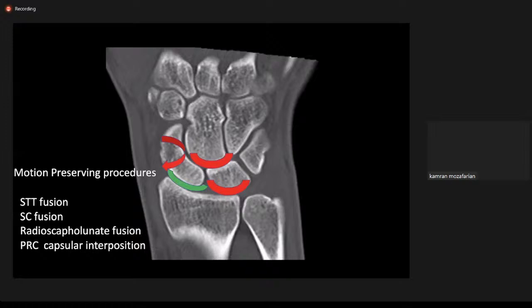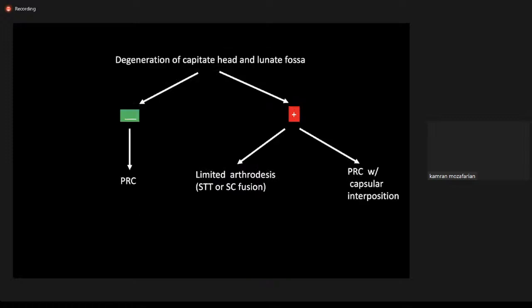Which one is better? It depends on the state of the capitate head. If the capitate head and lunate fossa are not degenerated, proximal row carpectomy. And if they are degenerated, some authors prefer proximal row carpectomy with capsular interposition, and some other authors prefer limited arthrodesis.